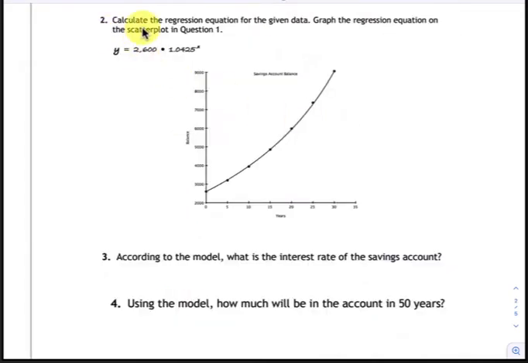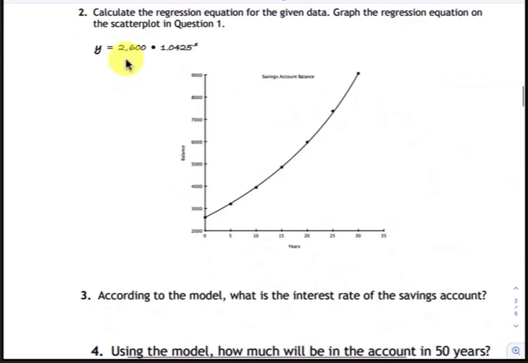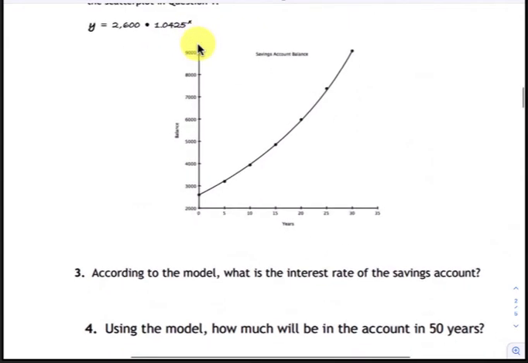All right, question 2 says calculate the regression equation for the given data. Now let me pause here. You will be able to calculate this regression line, but I'm not going to show you that during this video. I will show you that at a later date, but it requires the technology on the TI-84 calculators. So here the equation is already given to us, and that is this equation, 2600 times 1.0425 raised to the power of x.